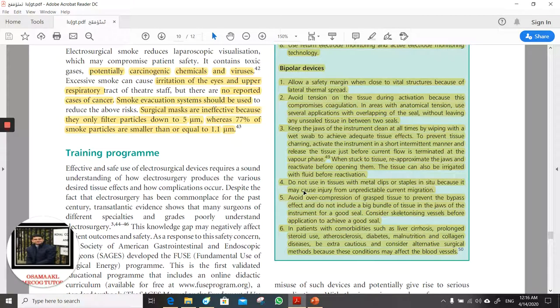This was the talk article about electrosurgery. I wish it was as interesting as I could make it. I know that the topic of physics and electrosurgery is not easy for some of us, but I think I tried as much as I can to make it very easy.